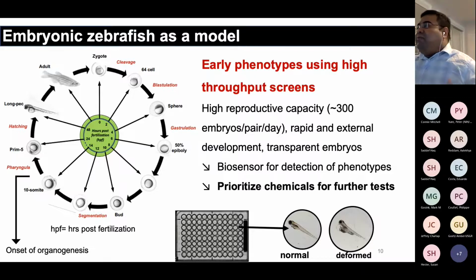Furthermore, they have a high fecundity, which increases the capacity of chemical testing. And taken together, all of these traits of the zebrafish model enable it to be used as a biosensor for rapid detection of chemicals that target biology and to prioritize chemicals for further tests as well as regulatory decisions.